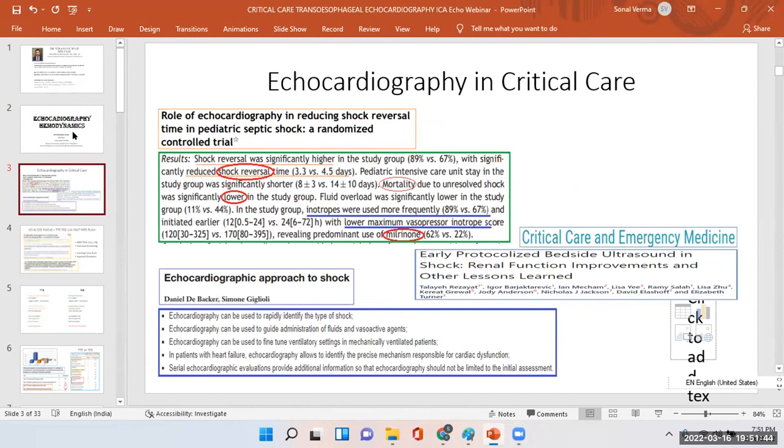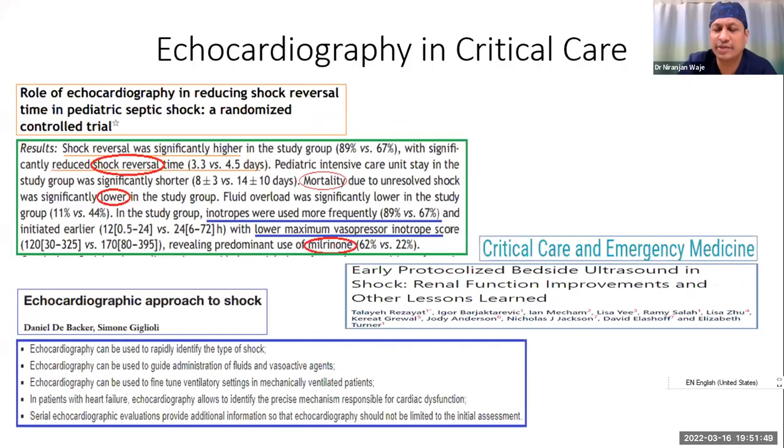Sorry to interrupt you, sir. Can you please make it full screen? It's not in full screen. Oh, yeah. Is it okay now?